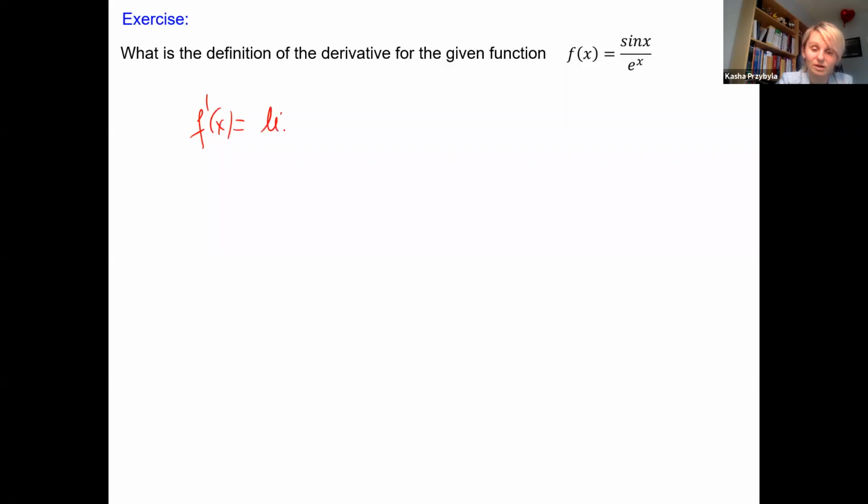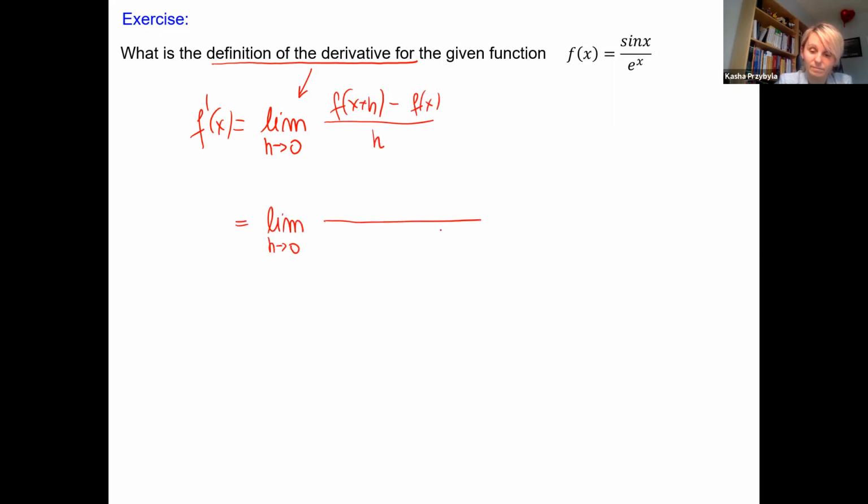You have to write down this limit as h goes to 0, because that's the definition of the derivative: f of x plus h minus f of x, over h. And now the evaluation. Who can tell me how I can evaluate this part, f of x plus h, for our function? The function is sine of x over e to the x. That means instead of x, what will we do? Can you type?